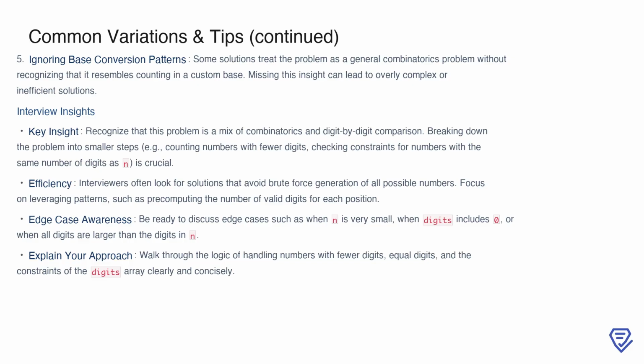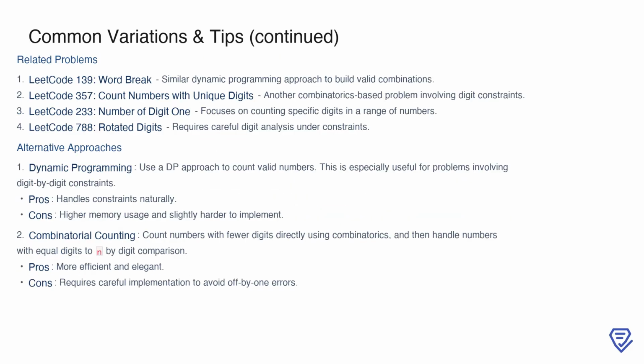Additionally, always demonstrate awareness of edge cases during interviews. Be prepared to discuss scenarios such as when n is very small, when the digits array includes 0, or when all provided digits are larger than the digits in n. Explaining your approach clearly, especially how you handle fewer digits, equal digits, and the constraints of the digits array, is essential to stand out.